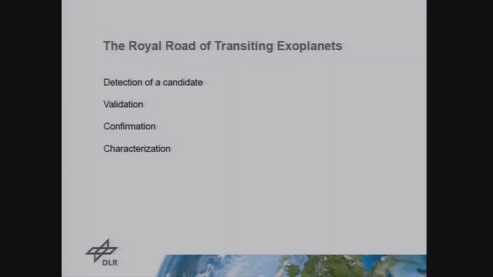So characterization is the last and extremely complicated step of exoplanetary analysis. I will speak about only transiting exoplanets. After detection of a candidate, we have to validate, which means in my terminology that we prove that it is not a blend and its mass is in the planetary range. Then we confirm the planet, which means that we learn the mass of this candidate, and then we characterize it.